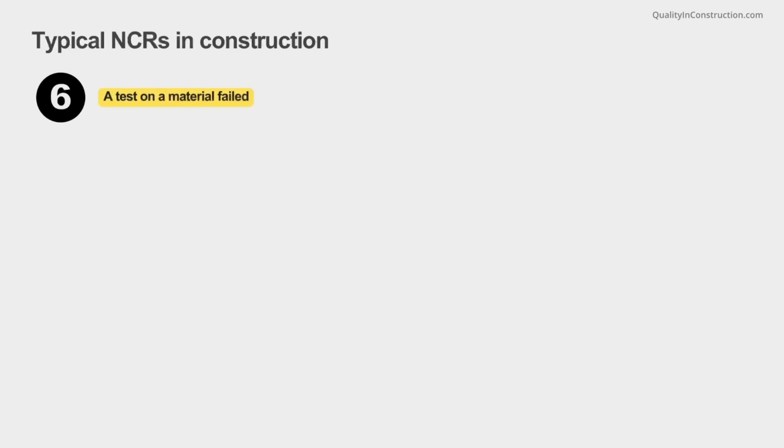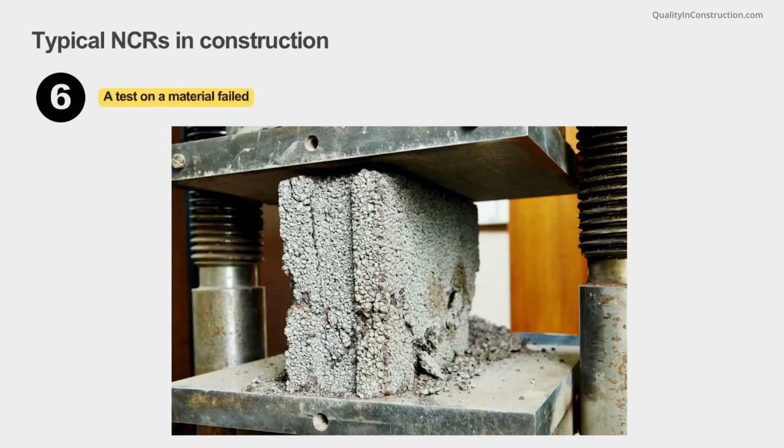A test on a material failed. In construction, there are many variants and irregular conditions that may lead to a material failure. One of the most common examples of this is concrete strength failures, which are quite common in construction. When this happens, it must be recorded, followed up and analyzed as an NCR.